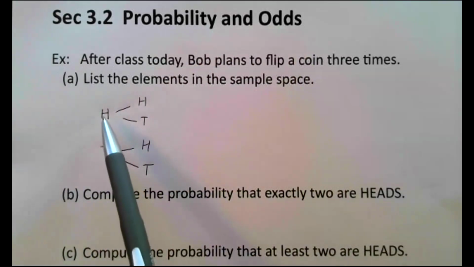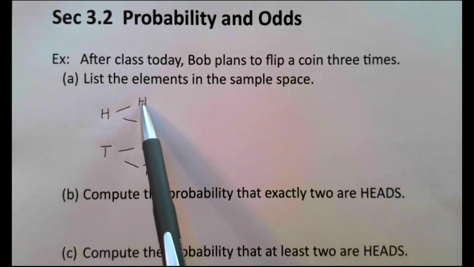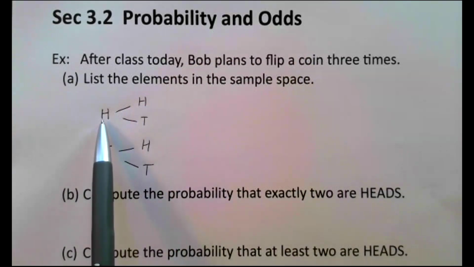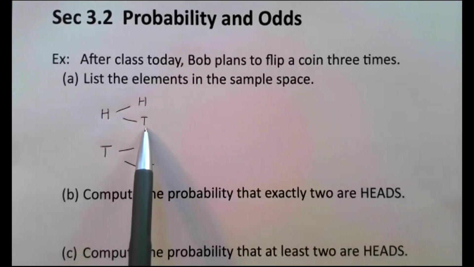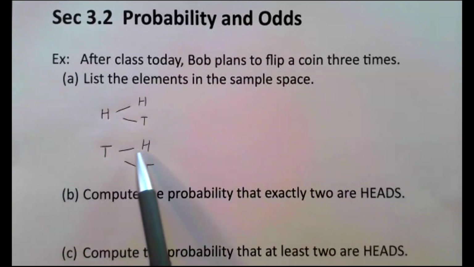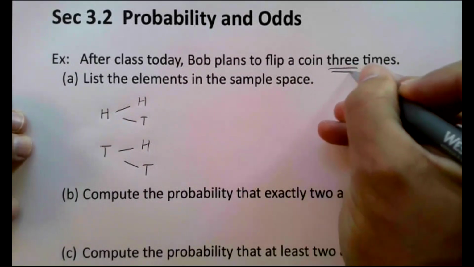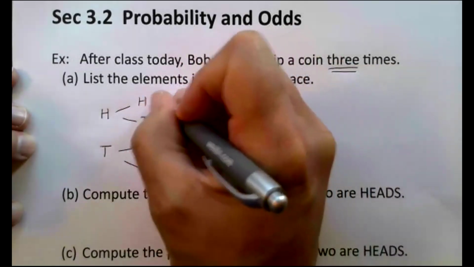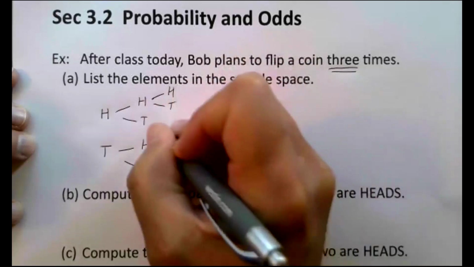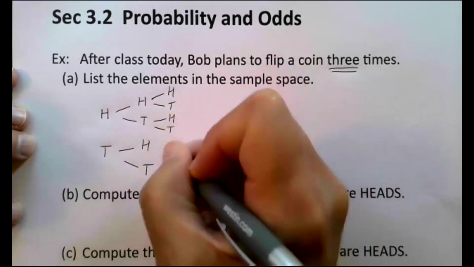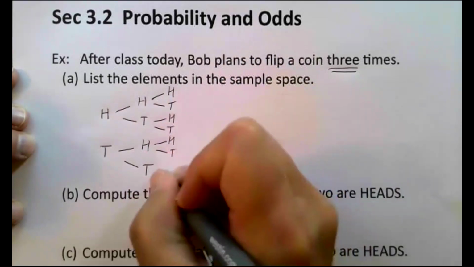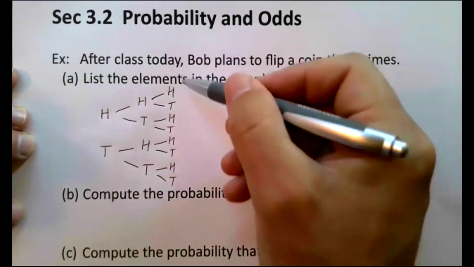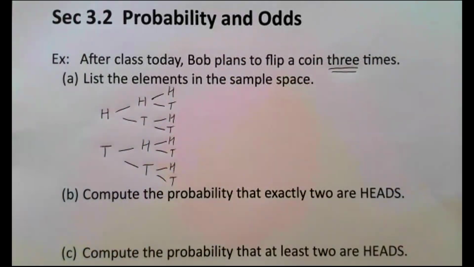In other words, at this point, maybe he got a head on the first flip and also a head on the second flip. Or maybe he got a head on the first flip and then a tail on the second flip. Or maybe a tail on the first and a head on the second, or a tail on both. Now we need to do 3 coin flips, so we need the third column. So we're just simply going to branch off head, tail off of each of these things. You notice I now have 8 right there. That means there's going to be 8 elements in my sample space.